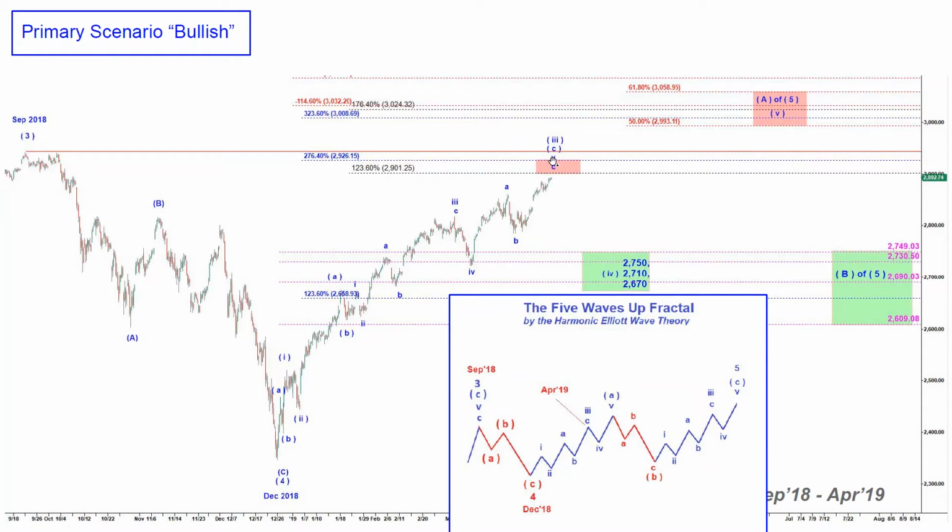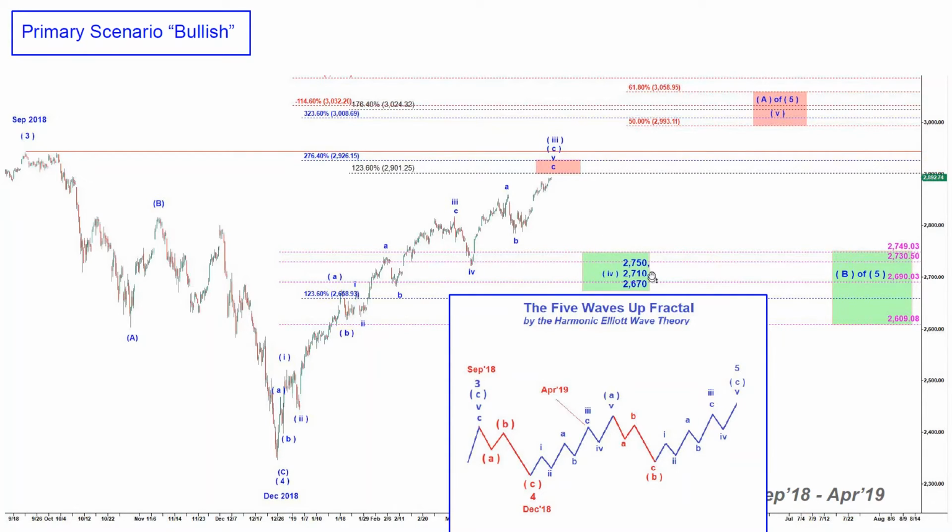And once it tops, this is again my primary scenario, I call it the bullish scenario, we should get a corrective wave 4 down, which has 3 targets: 2750, 2710, 2670, retesting wave 4, the previous corrective wave 4 of a smaller degree, a typical target for a corrective move of a larger degree in wave 4 down.